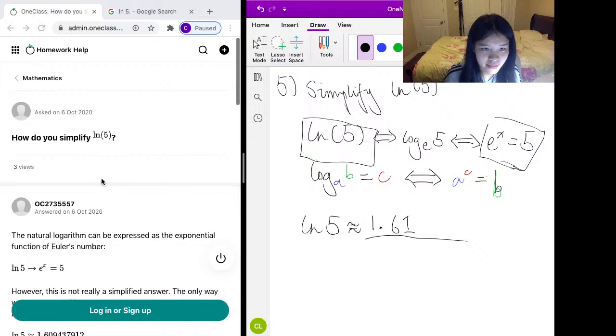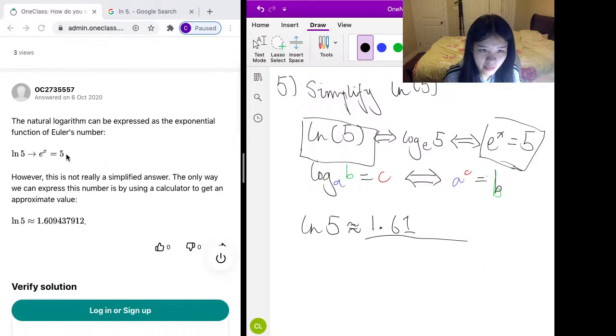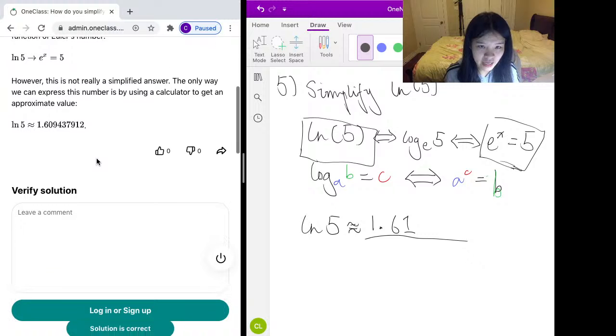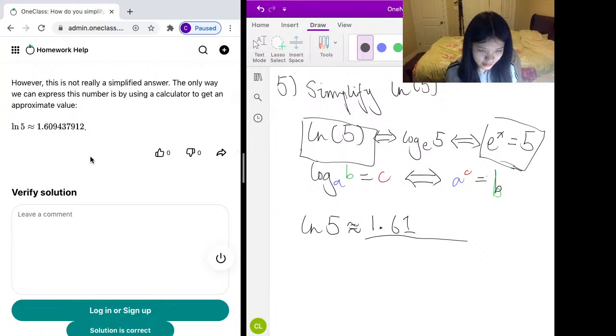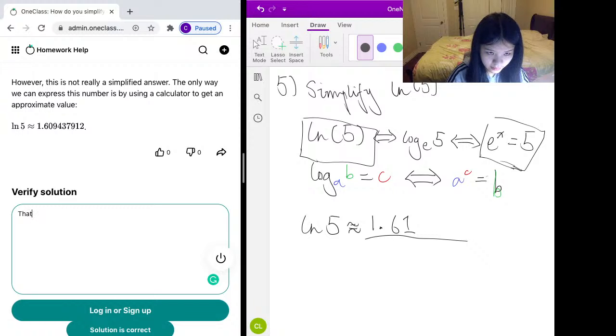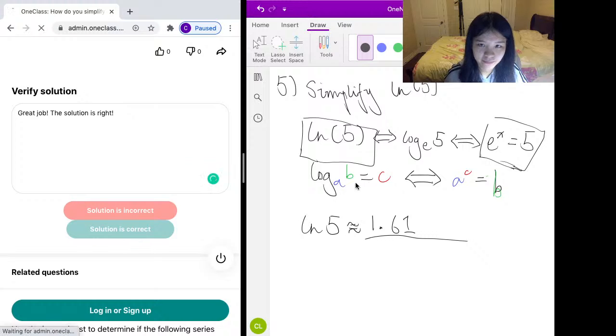So let's look at the sample solution. Yes, they also try to write the expression ln 5 in exponential form, or calculate the value of ln 5, which is the same as our value. And that's basically all we can do. All right, let's leave a comment saying great job, correct. The solution is right. Yes, perfect.